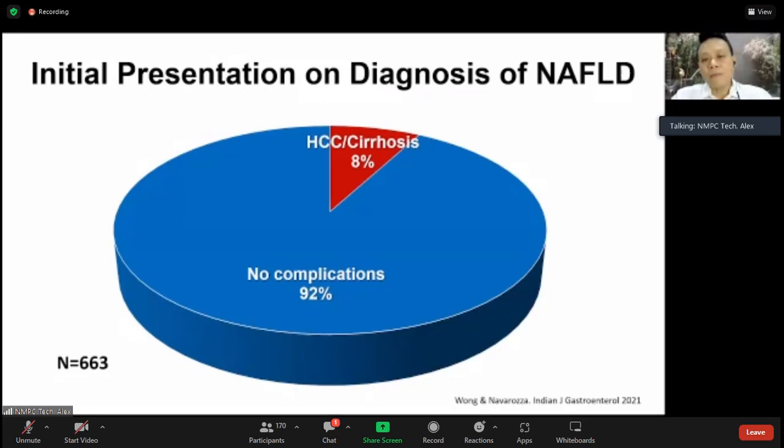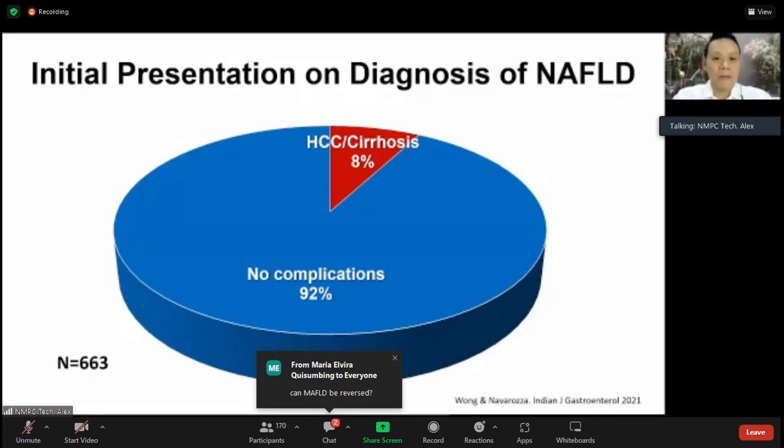Now, we've already discussed the spectrum of fatty liver disease. Now, this slide just emphasizes to you that even though most of our patients, when you see them and diagnose them with fatty liver initially in the clinic, will not have complications yet, close to 10% will already have either HCC or cirrhosis the first time that they had the diagnosis of fatty liver disease.